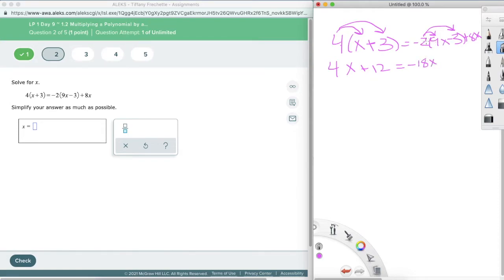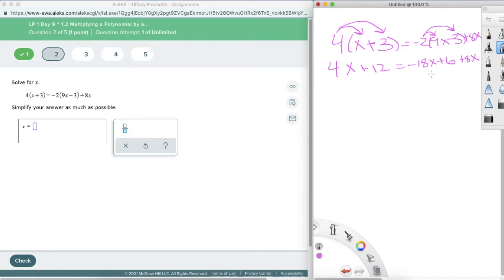Negative 2 times negative 3 gives me a positive 6. And then I have plus 8x on the end. That does not get multiplied by 2. That's outside of the parentheses. So you don't distribute that 2 all the way over there, because it's not within the same set. It's not actually being multiplied. Once I've multiplied by the negative 2, I don't need the parentheses anymore either.